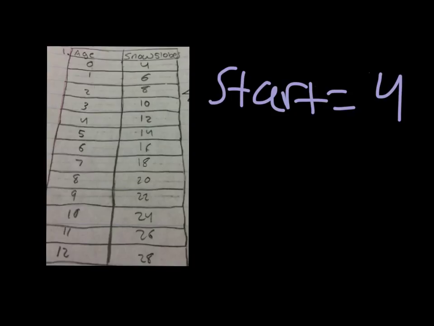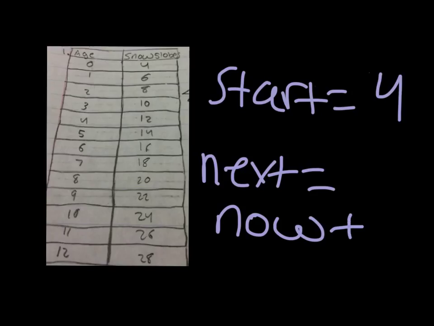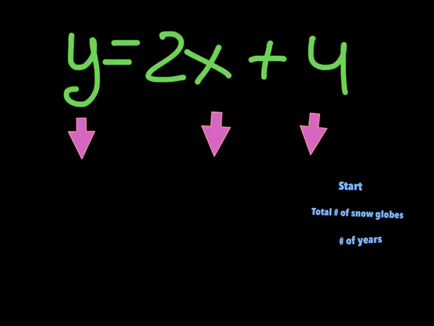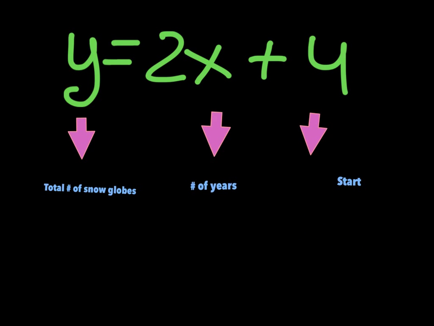So the next-now equation would be next equals now plus 2. The explicit equation is y equals 2x plus 4 because y equals the total number of snow globes overall, and 2x means 2 times the number of years, which represents x, and 4 is the start value because that's how many snow globes she started off with.